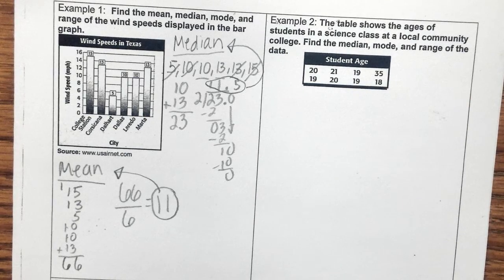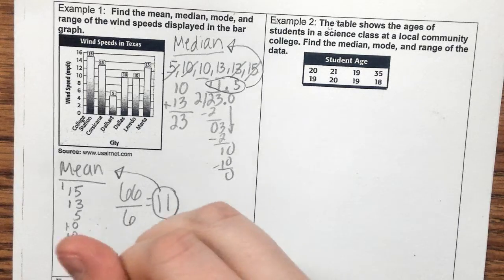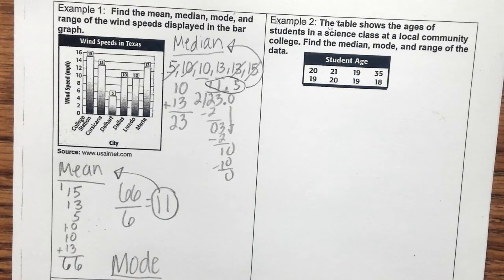And I want to be able to do the range with a little bit more work, so I'm going to do the mode right here. I know this is a little bit all over the place. Sorry about that. Okay, so mode. We want to look at the number that repeats the most.